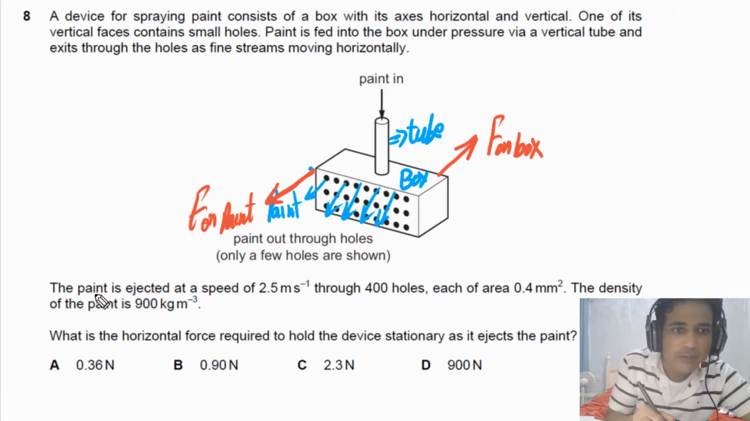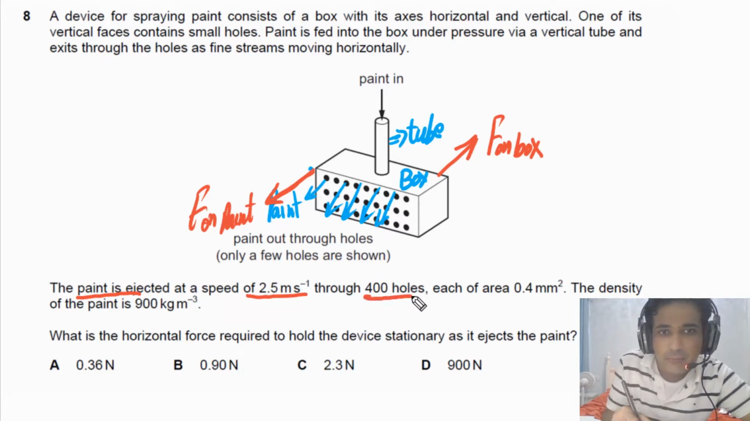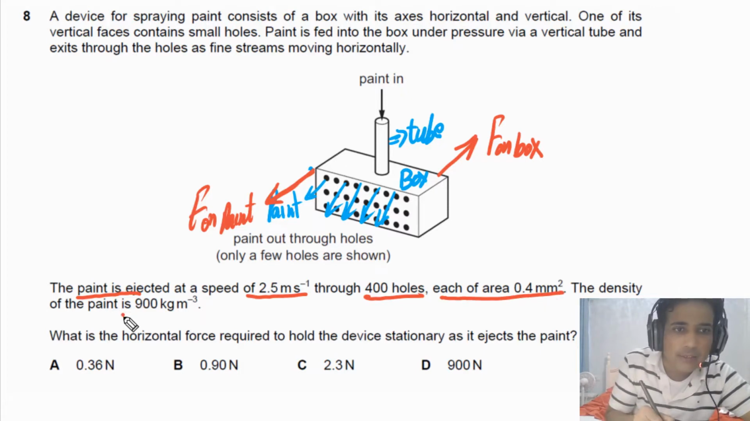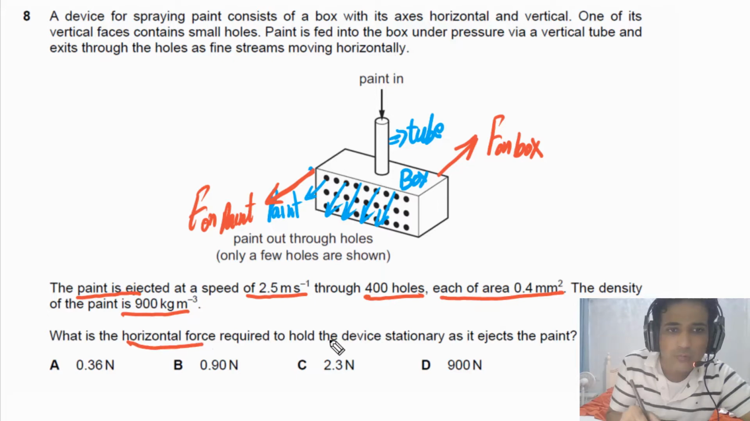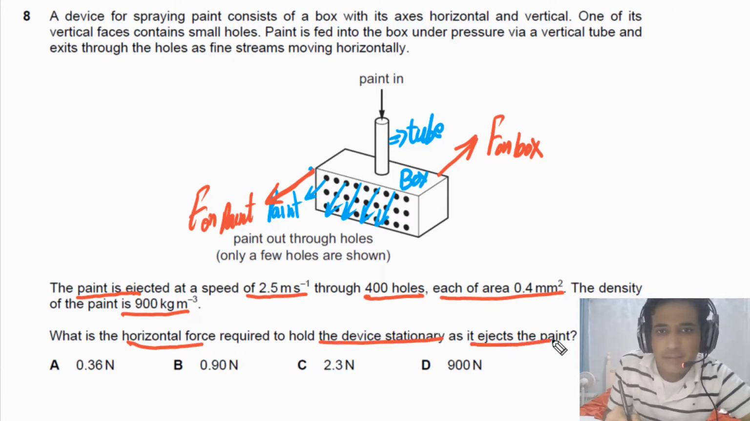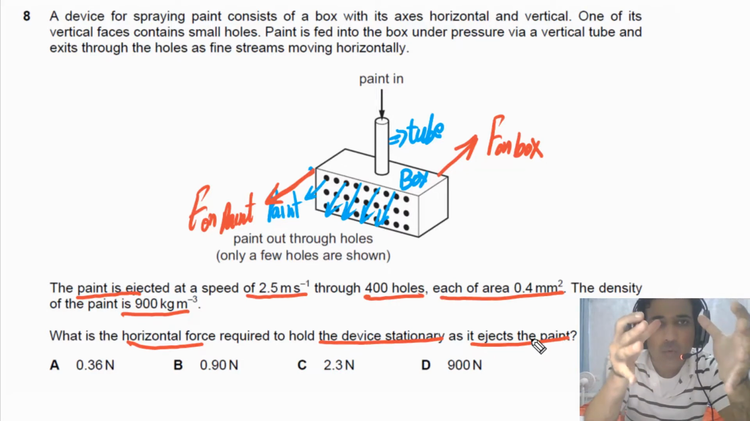For this question, it is also given to us that the paint is ejected at a speed of 2.5 meters per second, and there are 400 holes in this box. The cross-sectional area of each hole is given, that is equal to 0.4 millimeter square. The density of the paint is also given. We need to find out what is the horizontal force required to hold the device stationary as it ejects the paint.